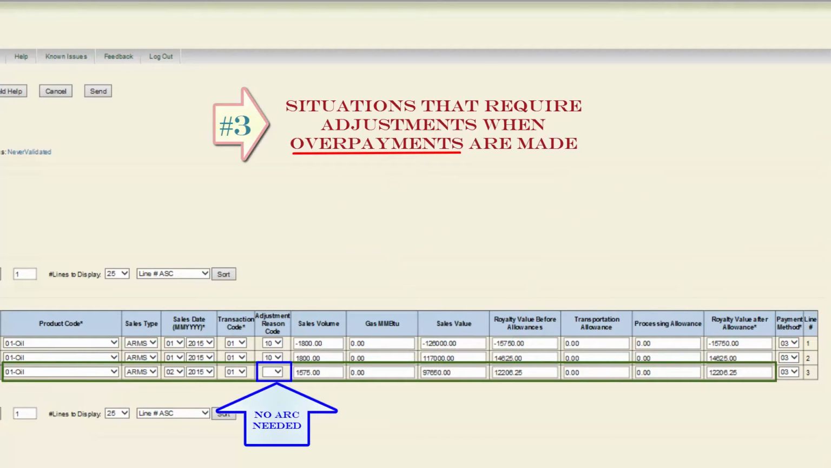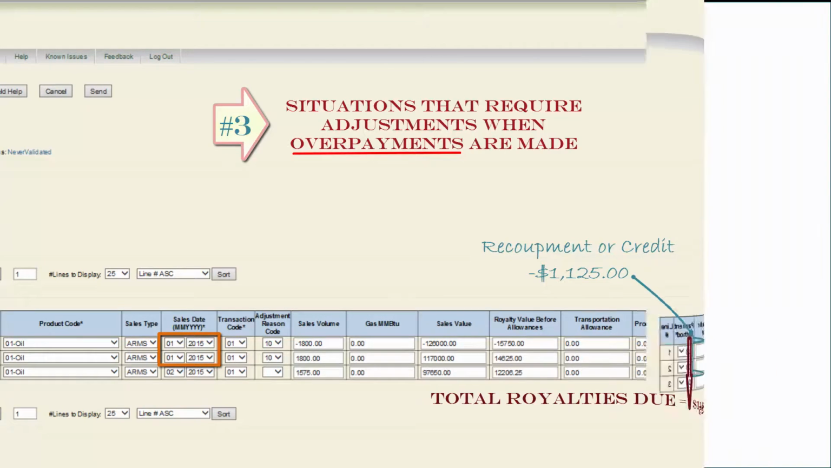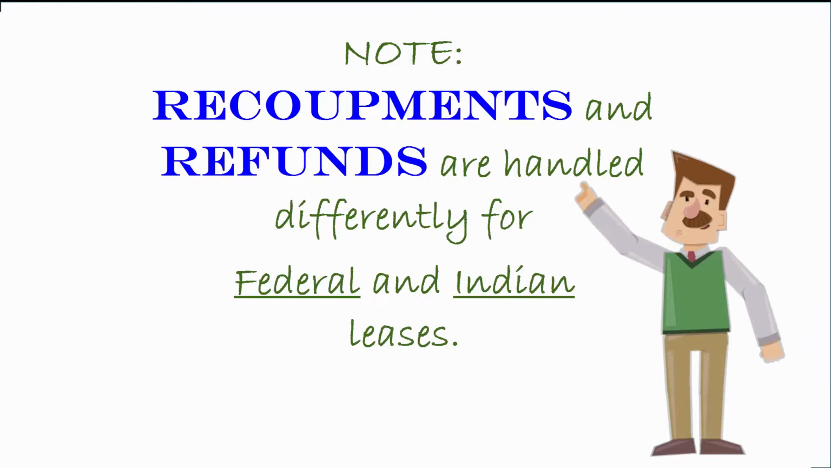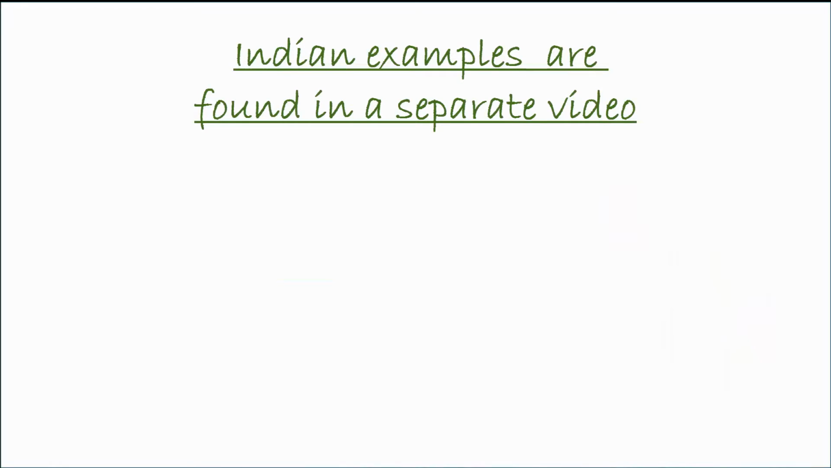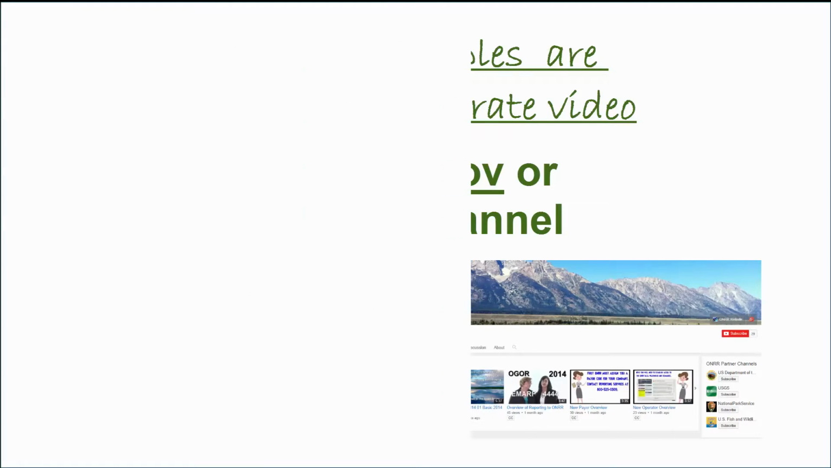The third line in this example represents the current month's royalty payment of February 2015. The total payment for these three lines is reduced by the credit of the January 2015 corrections. Note: recoupments and refunds are handled differently for federal and Indian leases. This example covers federal leases only. Indian examples are found in a separate video on honor.gov or on the Honor channel.